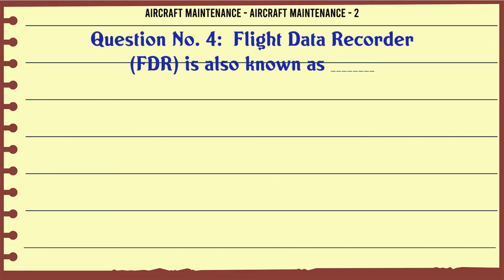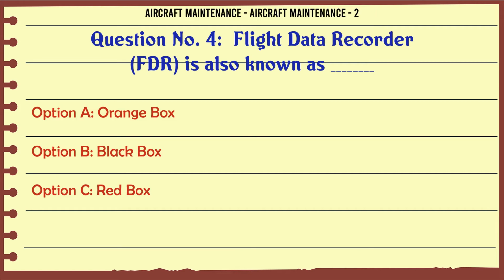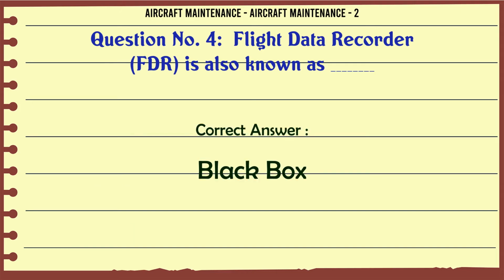Flight Data Recorder, FDR, is also known as A. Orange Box. B. Black Box. C. Red Box. D. Green Box. The correct answer is Black Box.